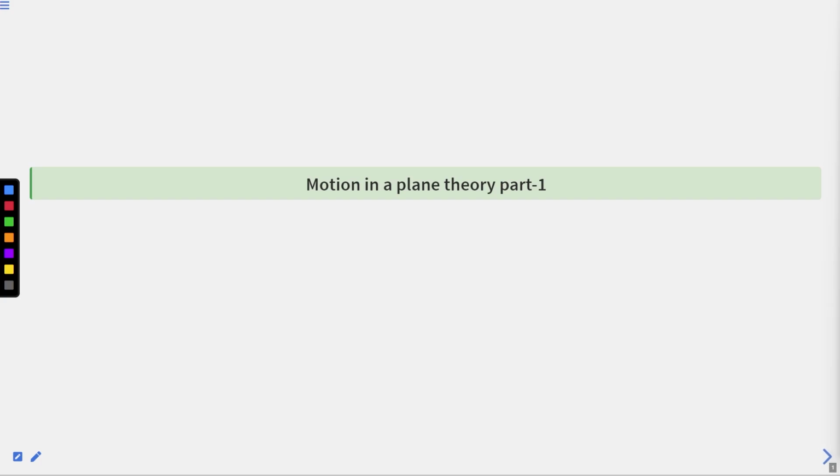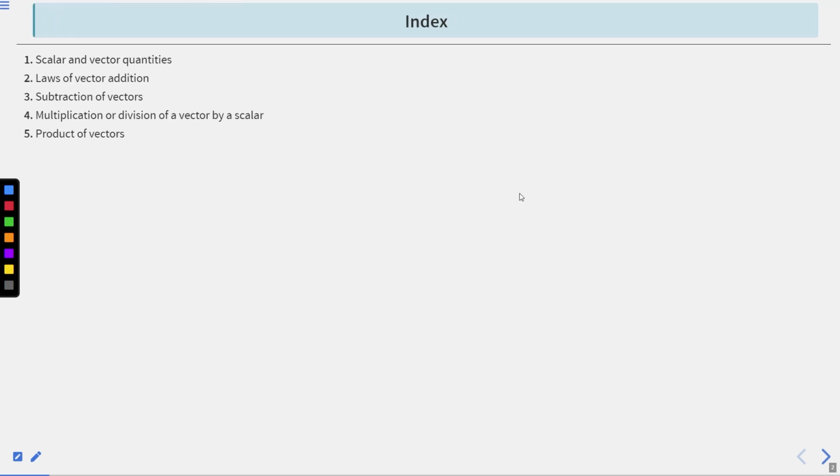Hello students, in today's lecture we will learn motion in a plane, theory part 1. In today's lecture we will learn first is scalar and vector quantities. Second is laws of vector addition. Third is subtraction of vectors. Fourth is multiplication or division of a vector by a scalar. And last is product of vectors. Clear? Each topic we will learn one by one.